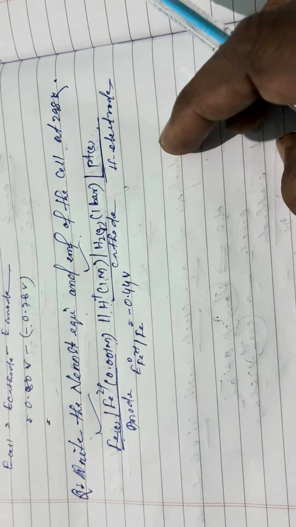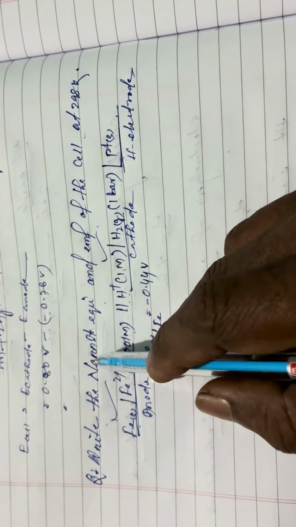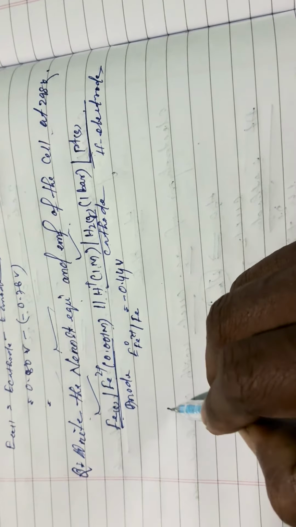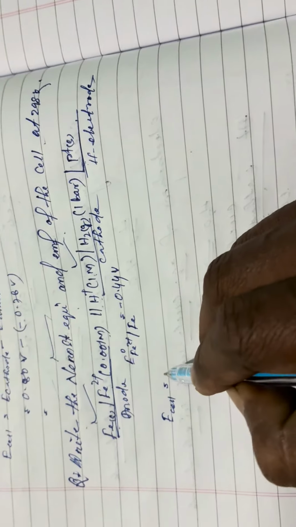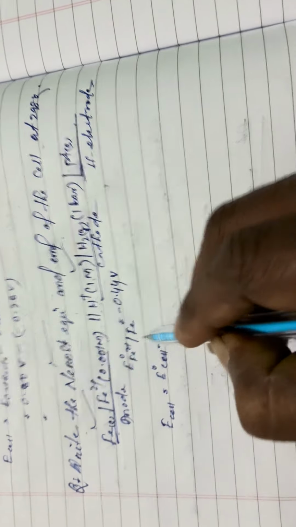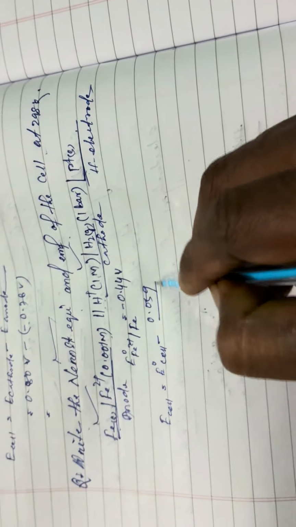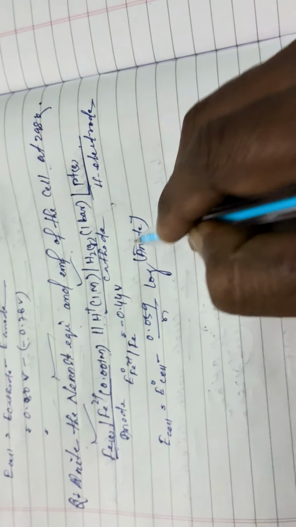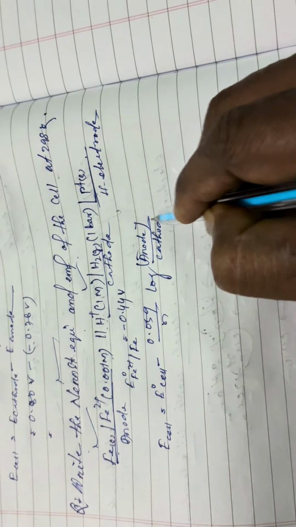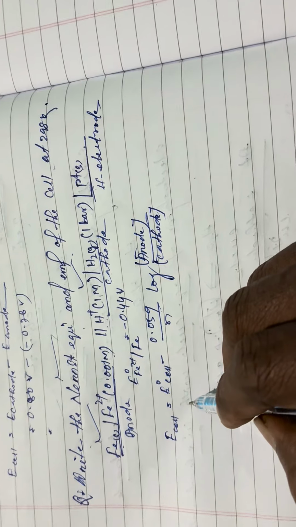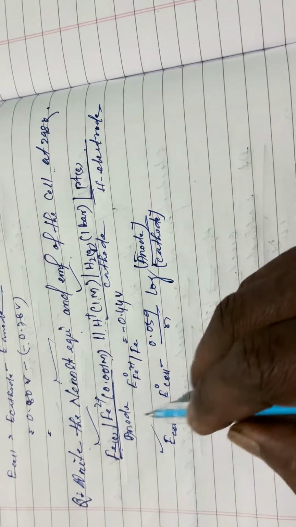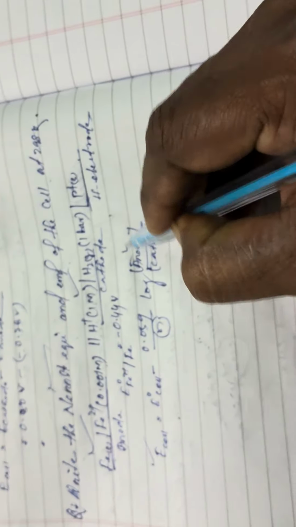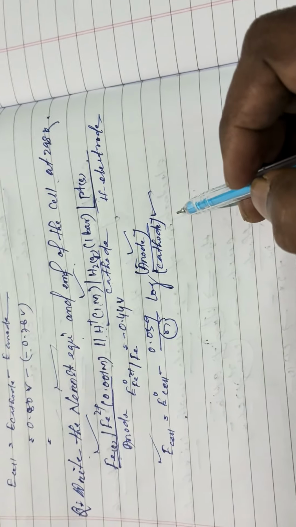So when we want to solve a question using the Nernst equation, we have to know the common equation, that is E cell equals E naught cell minus 0.059 divided by n log concentration of anode divided by concentration of cathode. This is the common equation for the Nernst equation, to calculate the EMF of the cell. So what is n, what is the anode, what is the cathode, we have to determine first.